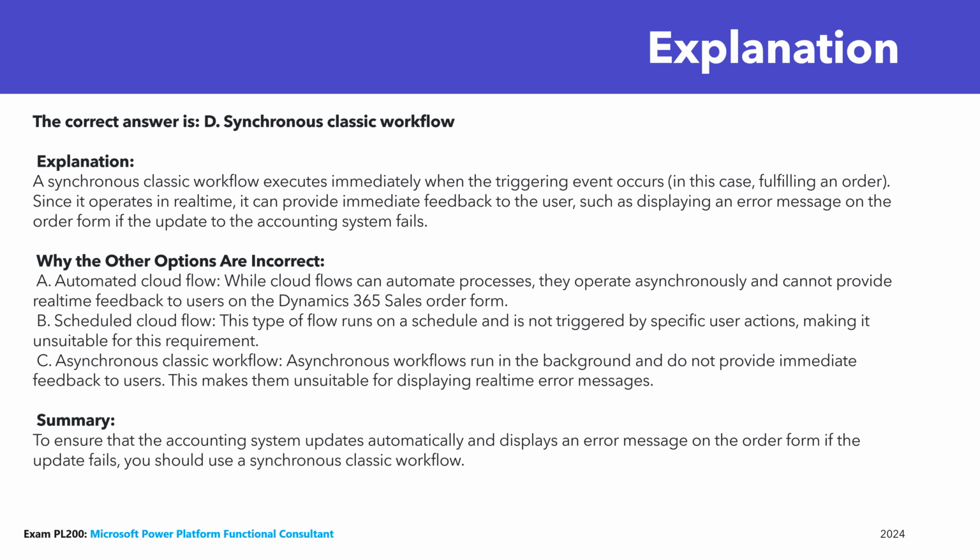Why the other options are incorrect. A. Automated cloud flow. While cloud flows can automate processes, they operate asynchronously and cannot provide real-time feedback to users on the Dynamics 365 Sales order form. B. Scheduled cloud flow. This type of flow runs on a schedule and is not triggered by specific user actions, making it unsuitable for this requirement. C. Asynchronous classic workflow. Asynchronous workflows run in the background and do not provide immediate feedback to users. This makes them unsuitable for displaying real-time error messages.